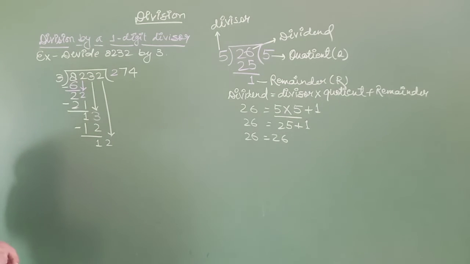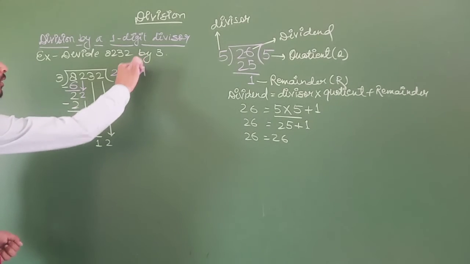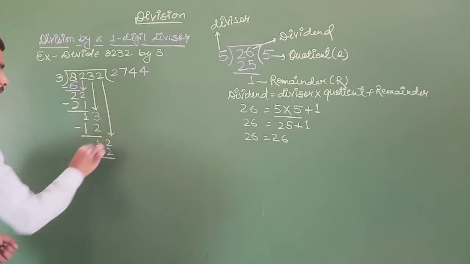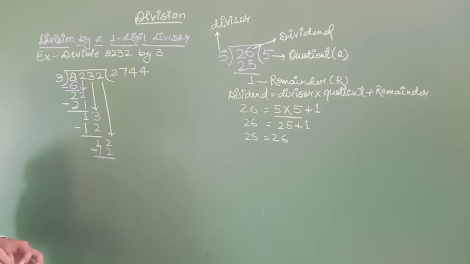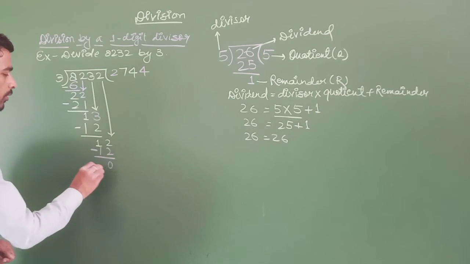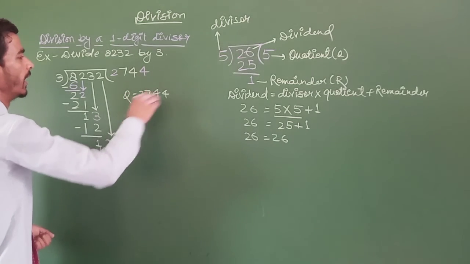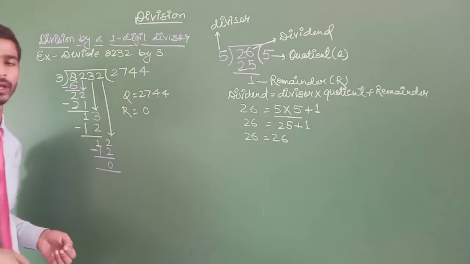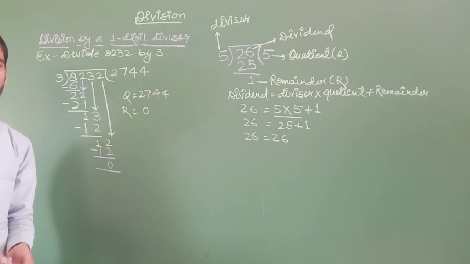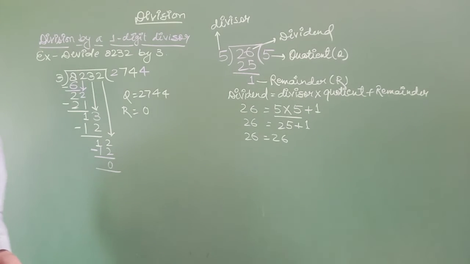In step 4, bring down 2 from the ones place of the dividend and divide 12 ones by 3. From the table of 3, 3 multiplied by 4 is equal to 12, so write 4 in the ones place of the quotient, and 12 minus 12 is equal to 0. Write 0 as the remainder. So the quotient is 2744 and the remainder is 0.